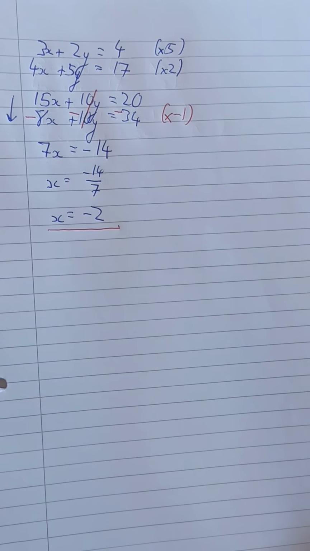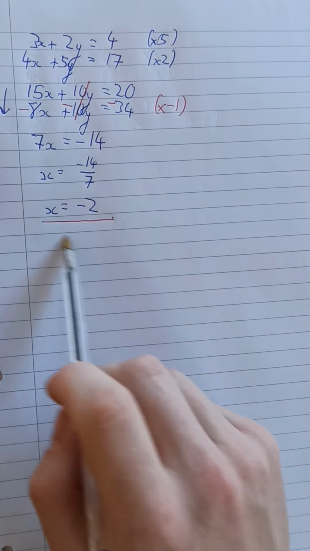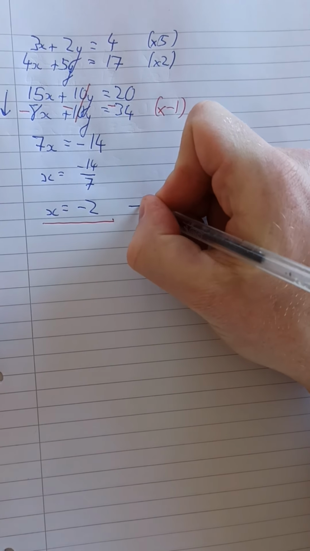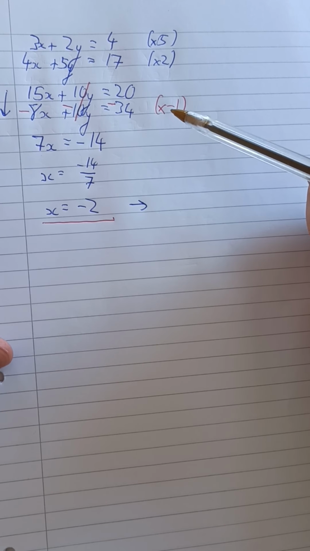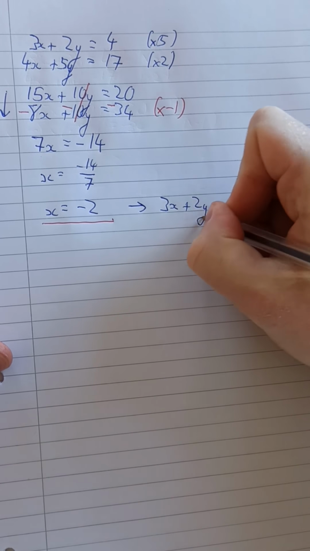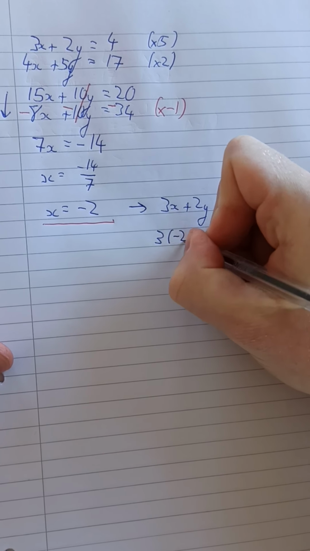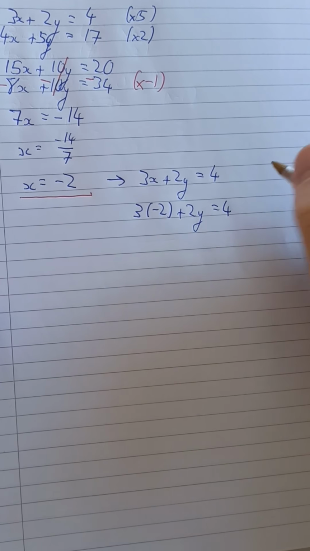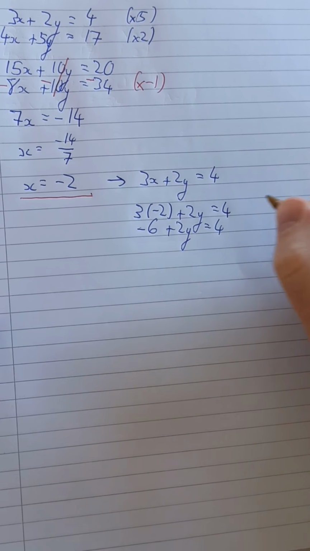Now, like every other simultaneous equation question, you substitute the value we just found into one of the originals. So I'm going to substitute it into the top equation. Remember, it's always the original we substitute into. So 3x plus 2y is equal to 4. Always using brackets when substituting in. Minus 6 plus 2y is equal to 4.